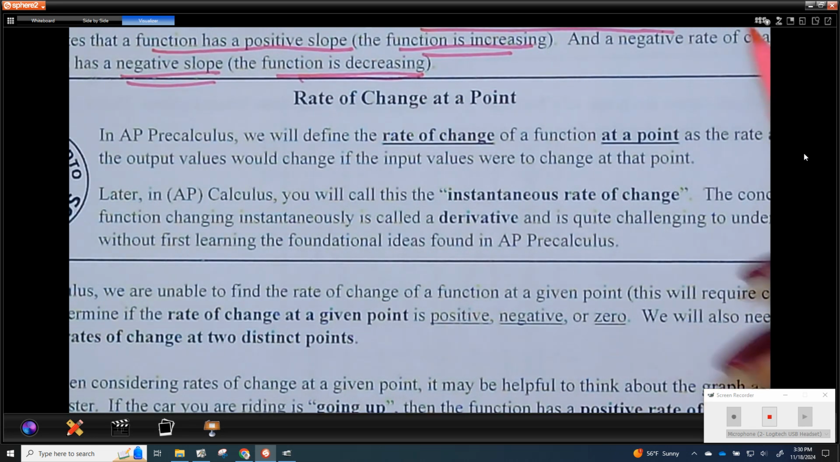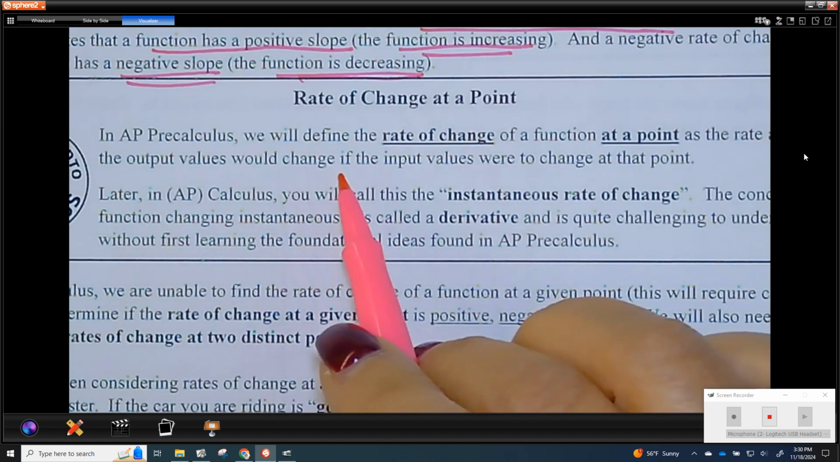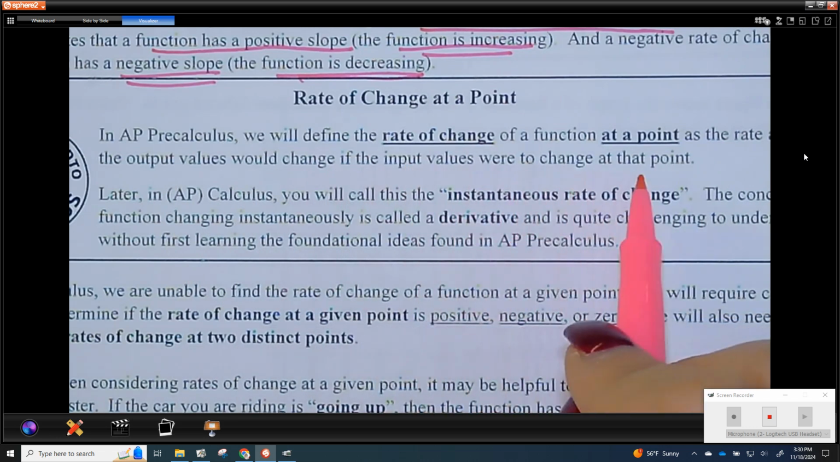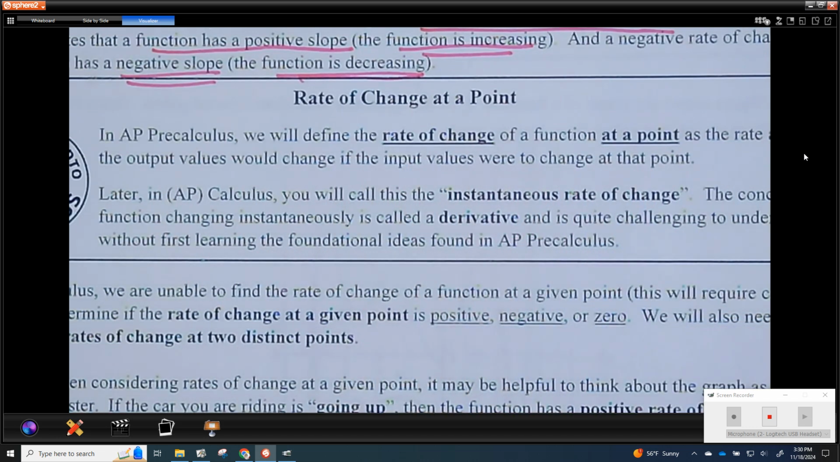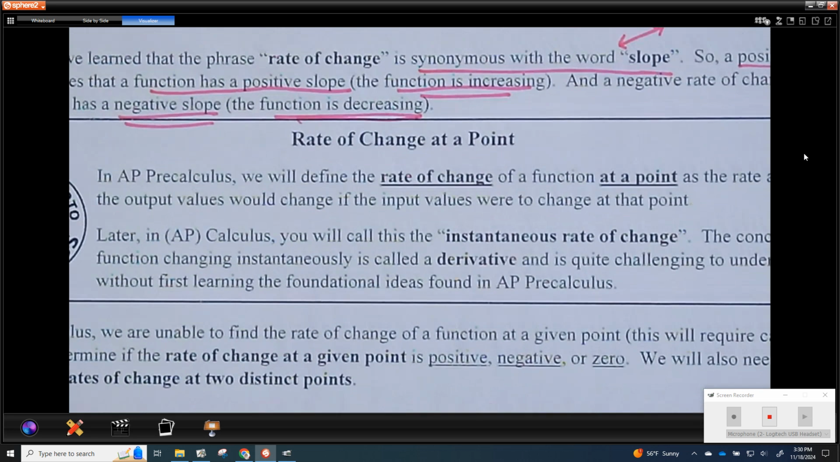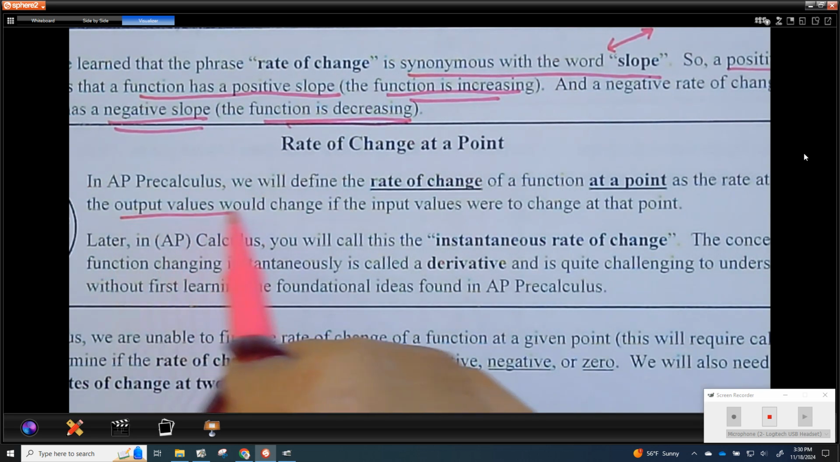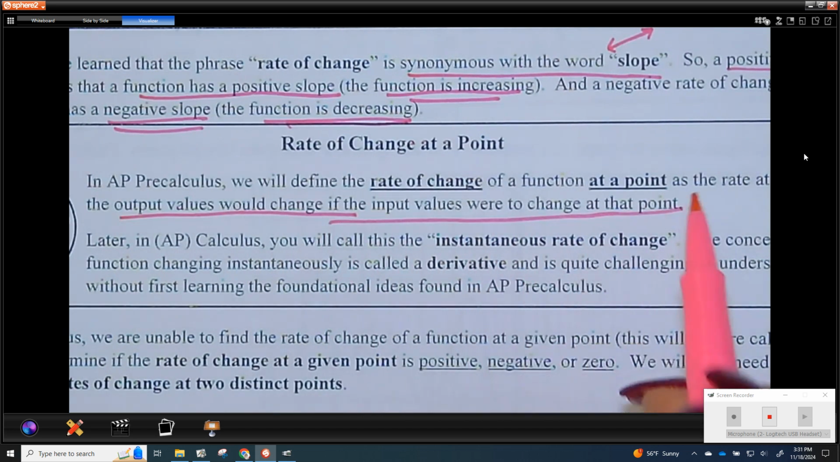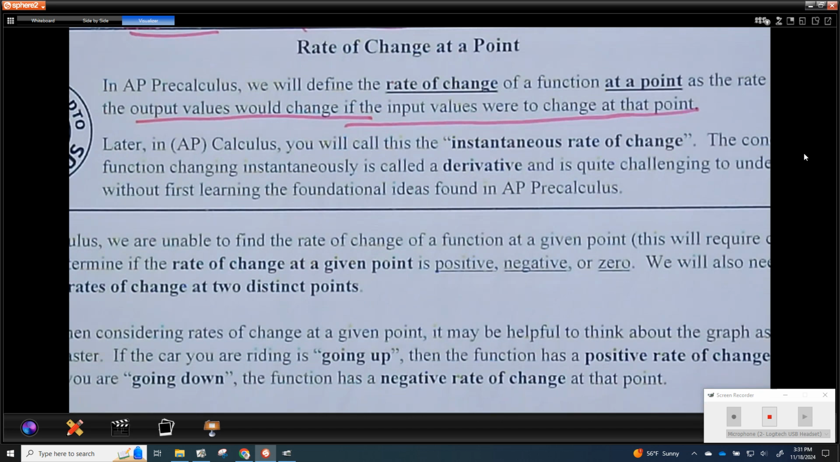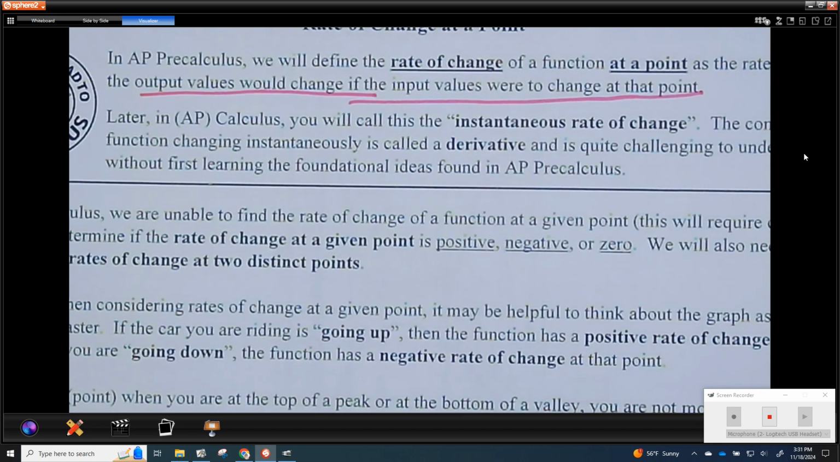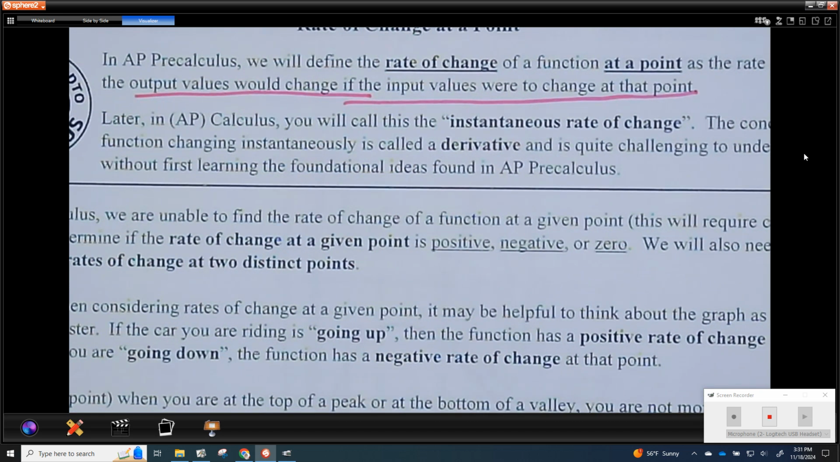Rate of change at a point. We define rate of change at a point as the rate at which the output values would change if the input values would change at that point. In calc, we're going to talk about instantaneous rate of change, but now we're just talking about rate of change. Okay? So if we put in a value, there's going to be a change in the output, or the y, and that's going to be the rate that it changes, rate of change.